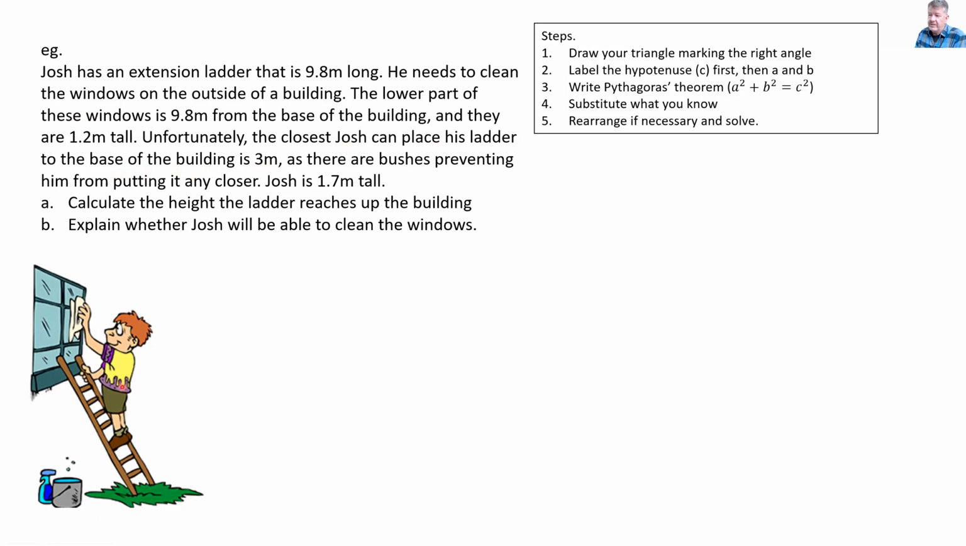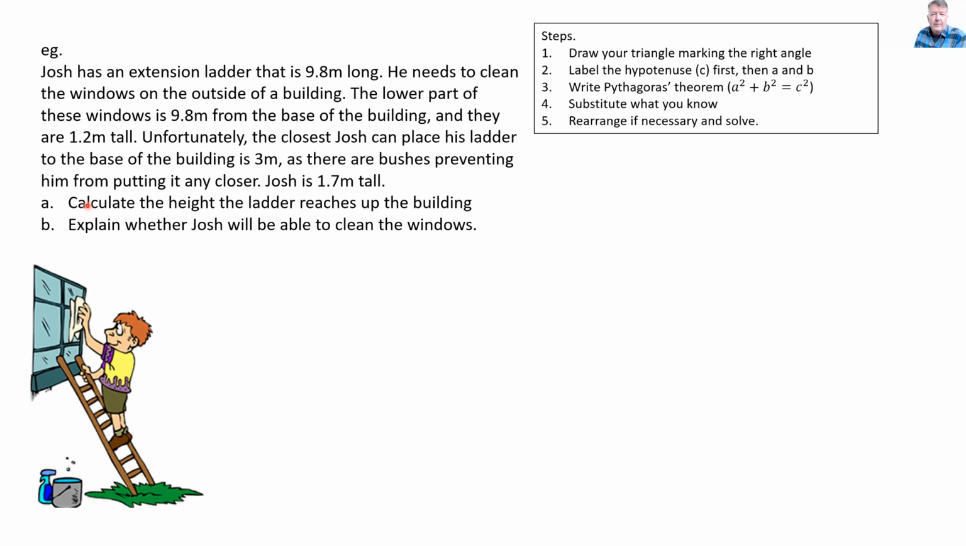So that would be, there's Josh cleaning the windows, isn't he lucky? So that would be there to there would be 3 meters. There to there would be the 9.8 meters up. And the window itself would be 1.2 meters tall. Because there's bushes. Oh, he must have trimmed the bushes in that picture, preventing him from putting it any closer. And Josh himself is 1.7 meters tall.